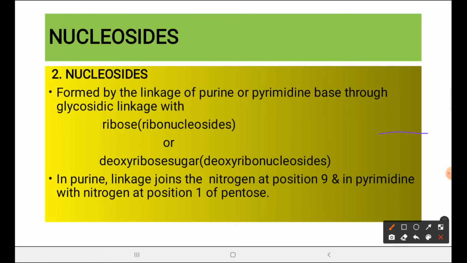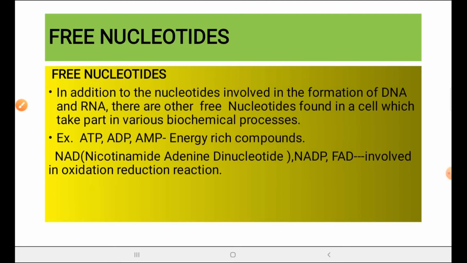Now come to the next one, that is free nucleotides. What are those? In addition to the nucleotides involved in the formation of DNA and RNA, there are also some other free nucleotides which take part in various biochemical reactions. What are those? ATP, you have heard about the energy currency of the cell. ADP, AMP, these are energy rich compounds.